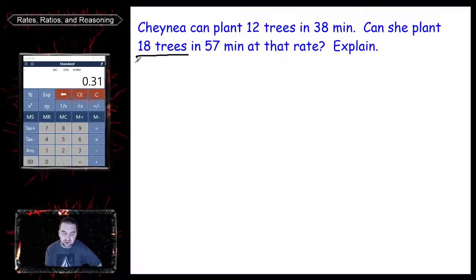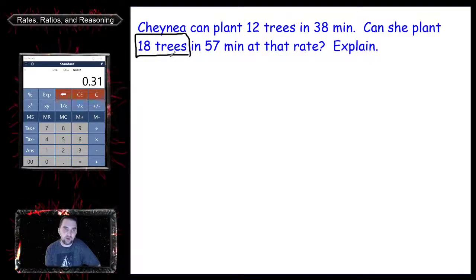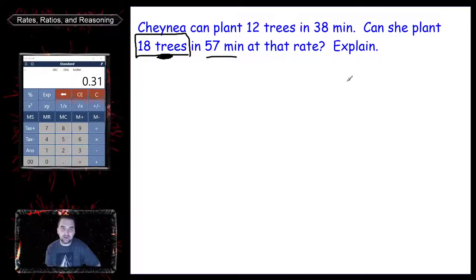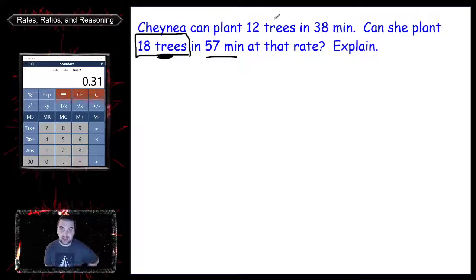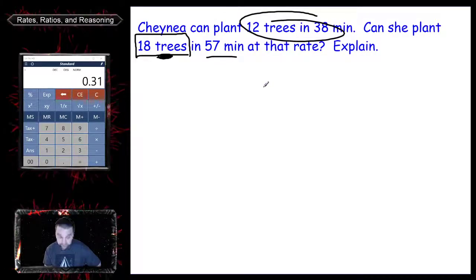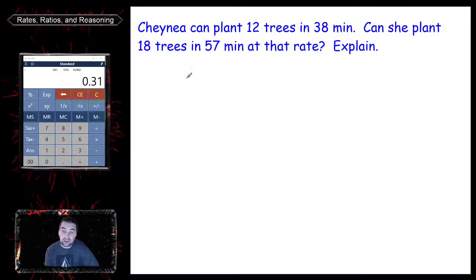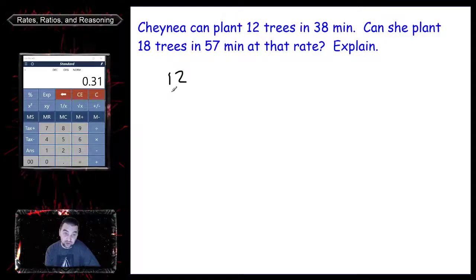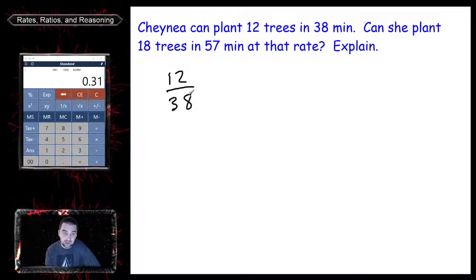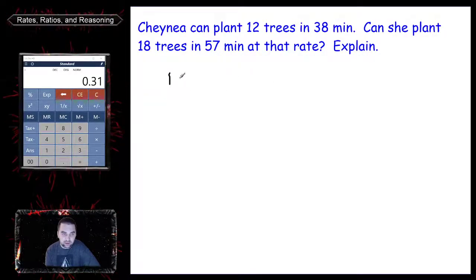I know it says 18, but we're checking it. We're checking the 18. So we want to actually figure out how many she can plant in 57 minutes if she does it at this speed right here. Okay, so I'm going to set up equivalent ratios. If Shania can do 12 trees in 38 minutes, then we're wondering how many trees, I should call that T instead.